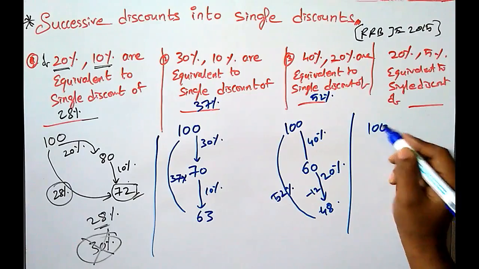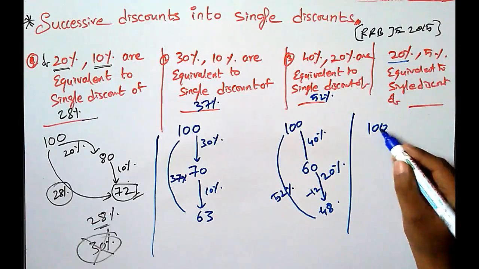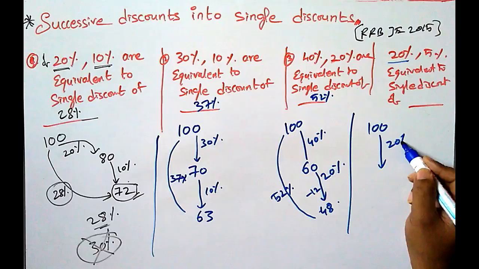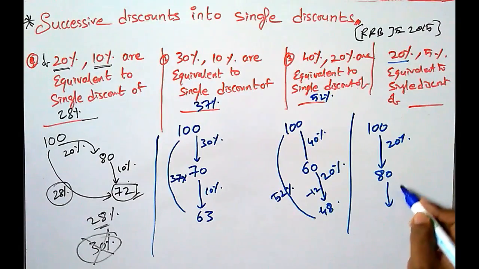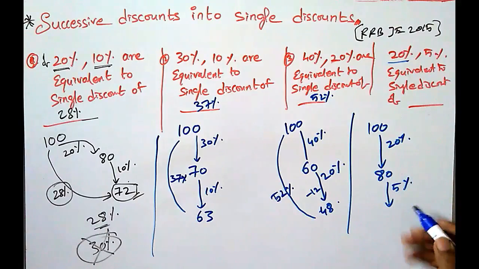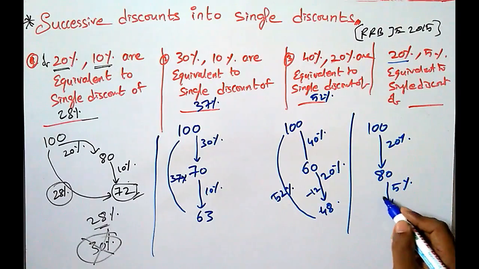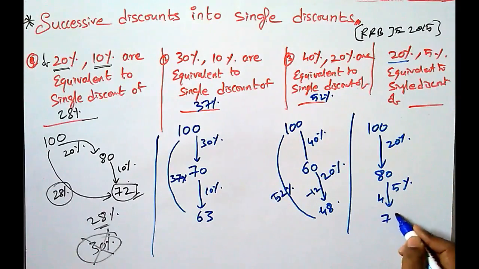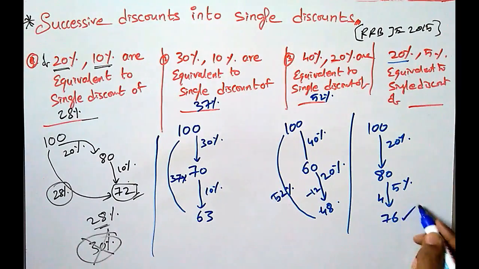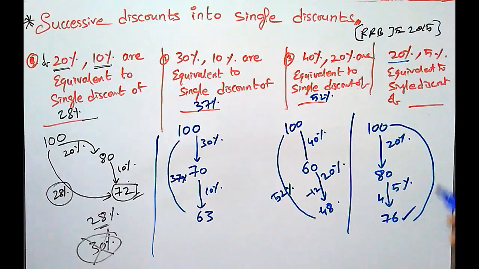If you have 100 and 20% is the first discount, that is 80 rupees you have to pay. On that 80 rupees, you have a discount of 5%. That is how much, friends? 4 rupees. You are overall getting 76 rupees you have to pay. Thereby, you are getting a discount of 24%. 24%, not 20 plus 5, 25%.